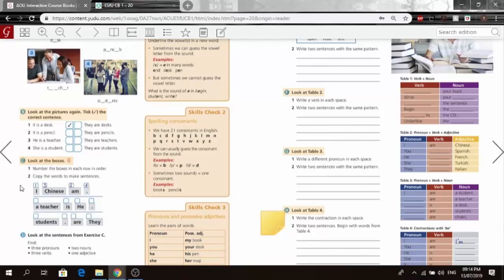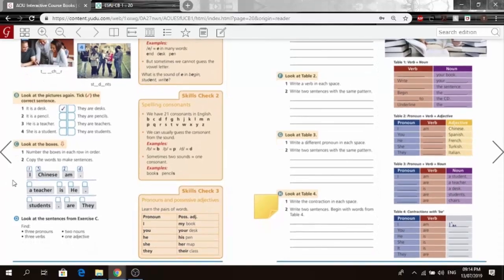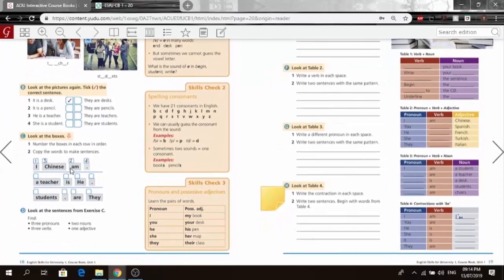Look at the boxes. Number the boxes in each row in order and copy the words to make sentences. Okay, so I Chinese am full stop. A teacher is he full stop. Students full stop are and they. Okay, so basically what they want us to do is, these are scrambled sentences and they want us to put it back to its original form, okay?